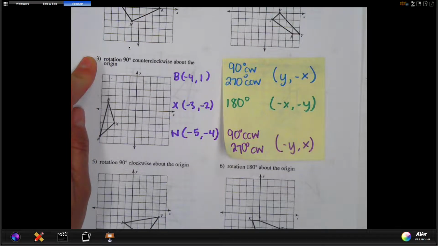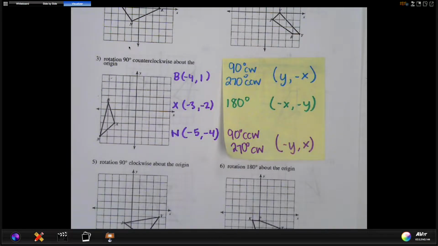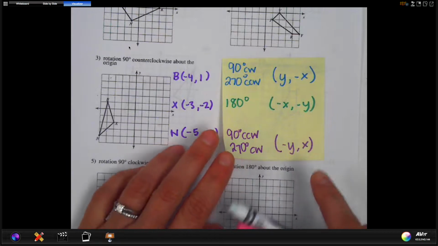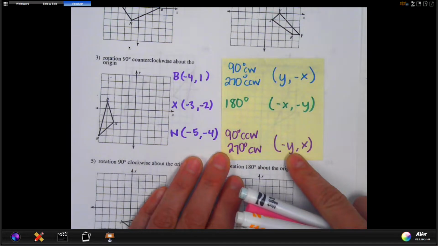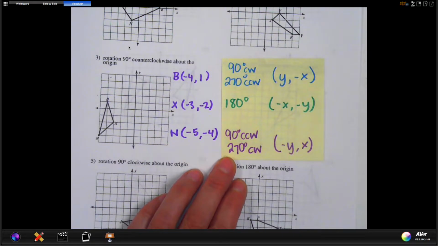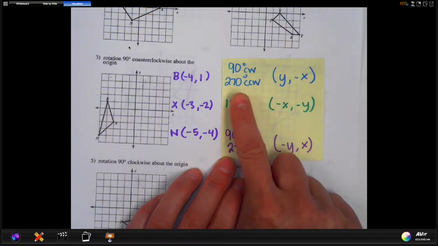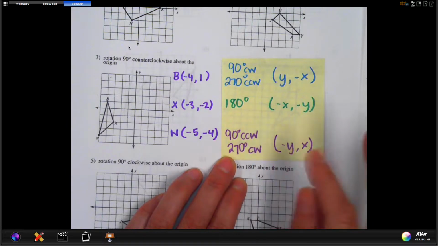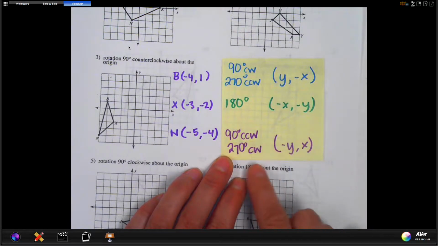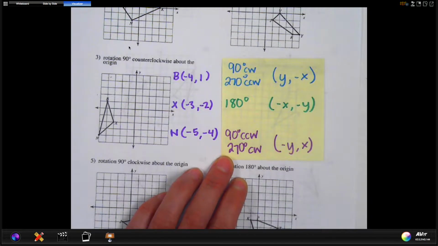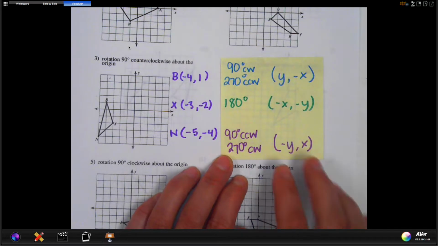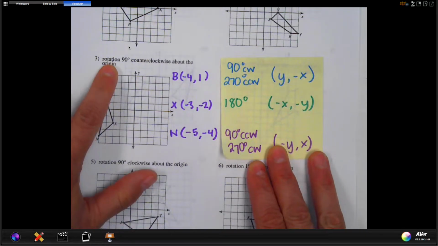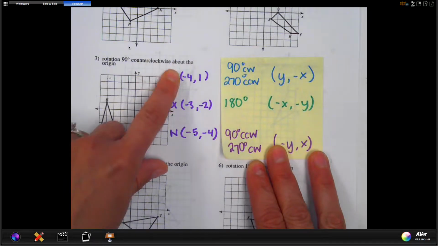So number 3, what you're looking to do is use the rules that we wrote in our notes. And so here's our rules again. 90 degrees clockwise is the same as 270 counterclockwise. 180 degrees either way, it doesn't matter. And then 90 degrees counterclockwise, same as 270 clockwise. Here are your rules. If you don't have them, pause the video and write them down. Okay, so number 3. It says do a rotation 90 degrees counterclockwise about the origin.